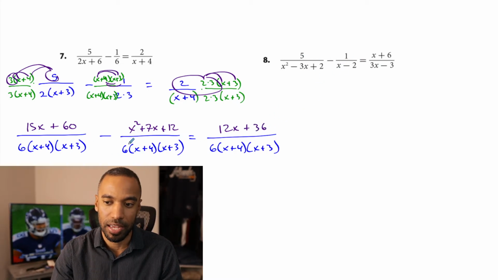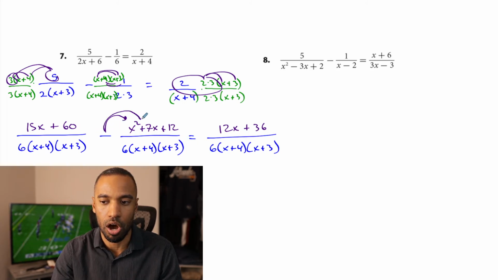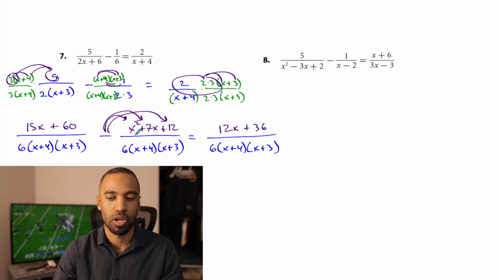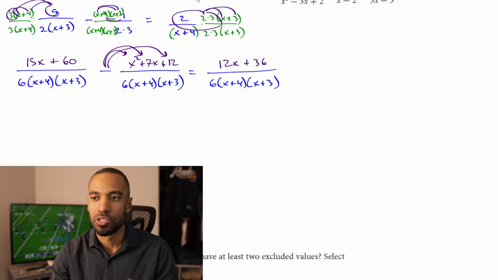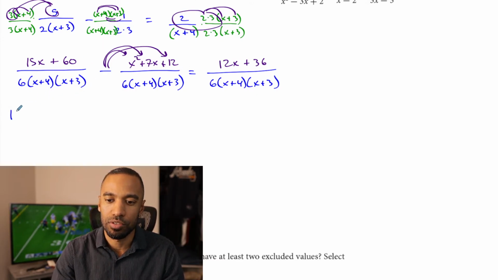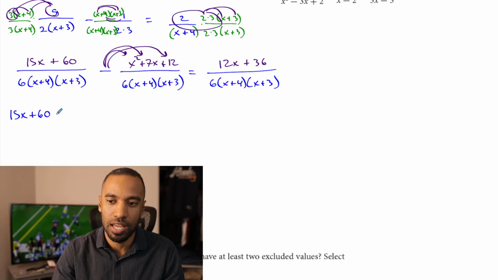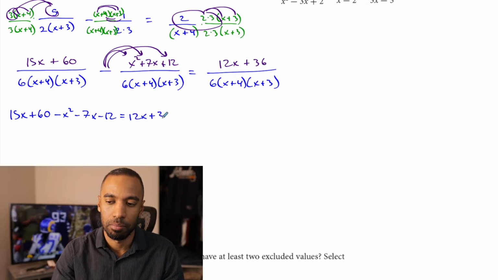Now, common denominator, guys, I don't need this part. Be careful with this minus, though. This minus will distribute into all 3 of these terms. All of those become subtraction. Okay? Every single one of those. So, let's go back to blue. So this is 15x plus 60 minus x squared minus 7x minus 12 equals 12x plus 36.